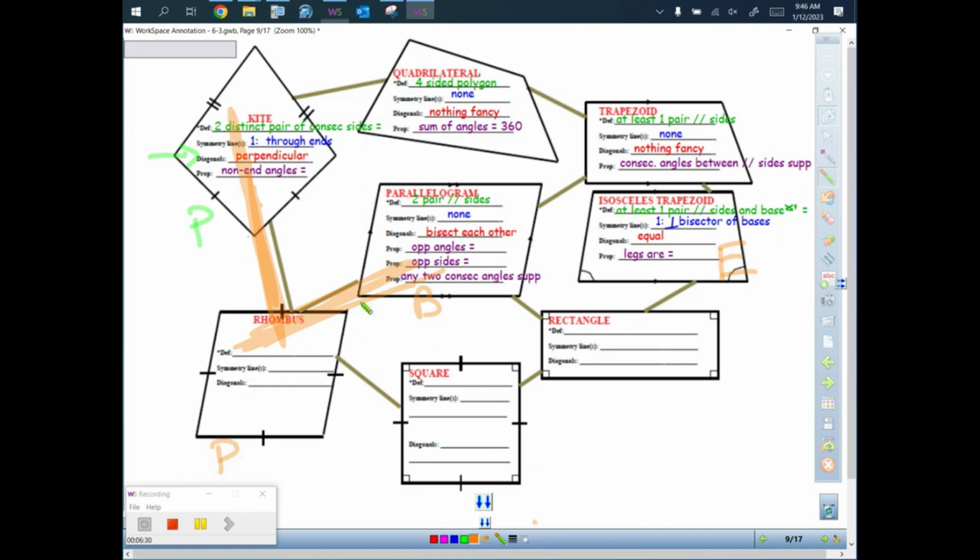Do you think that they bisect each other? What do you think, yes or no? Yes. The question is, do you think that they're equal? Did any of the parents have any of that going on? That didn't work. So check it out.